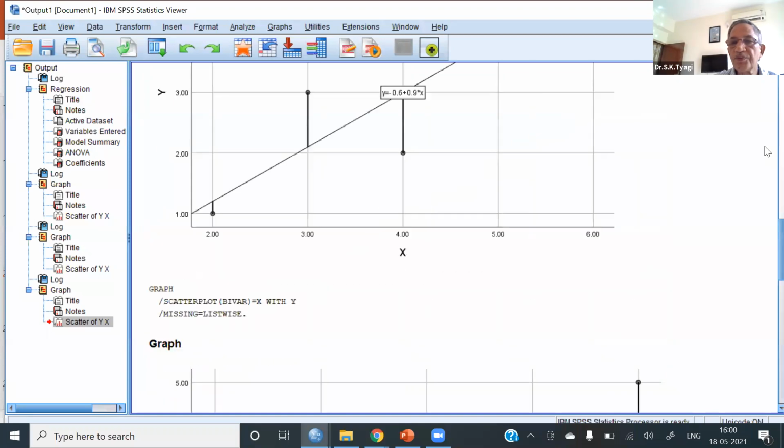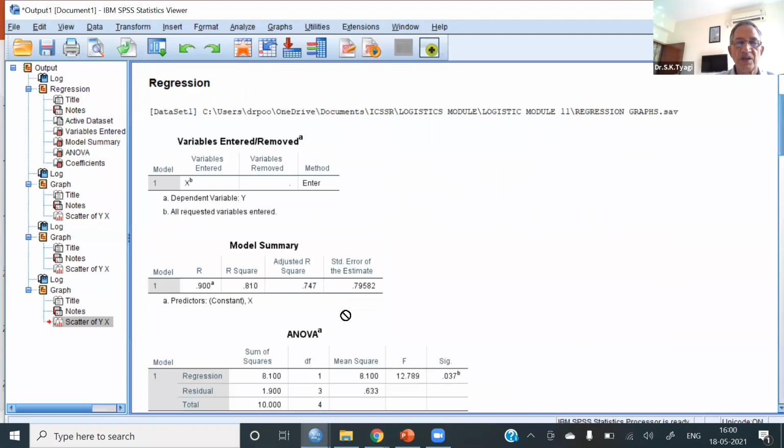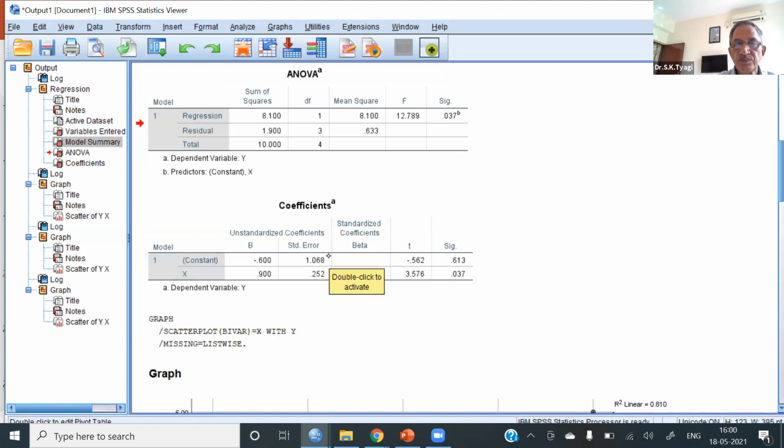This was the output of this. See here, model summary. R is 0.9, R square is 0.810. Adjusted R square is 0.747. So we got this R square, we got adjusted R square, okay.